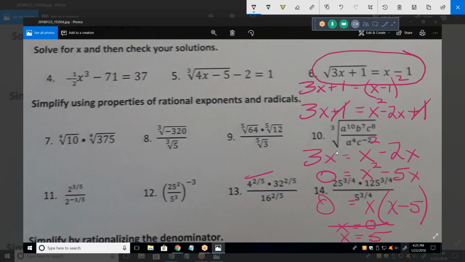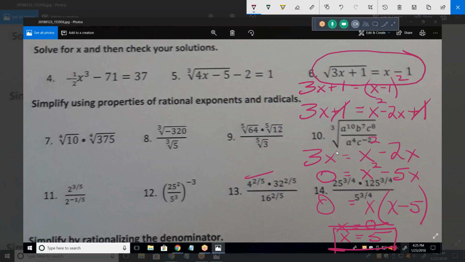What's the left side of the equation equal to when you plug in 5 for x? 4. What's the right side? Oh, wait. So 16. So the square root of 16 equals 4. Okay. And the right side equals 4. So x equal 5 works just fine. And that is the only solution for this problem. X equal 5.